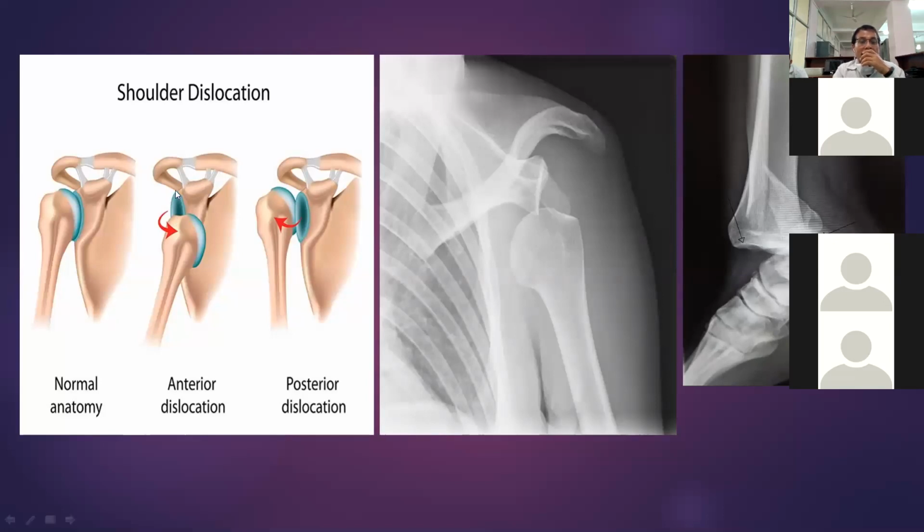So that is your glenoid cavity here. The head is going out, this is here. So this is called shoulder dislocation.